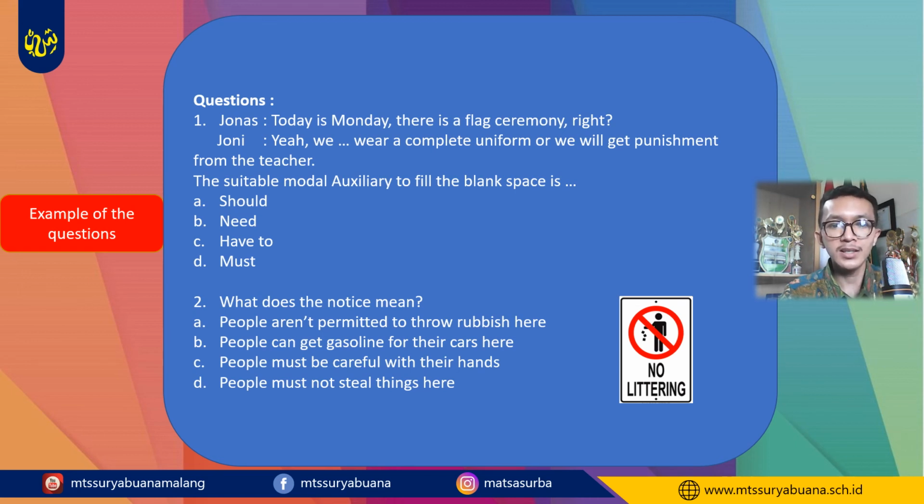And then the second question: what does the notice mean? I already provided the picture here, no littering. Option A, people aren't permitted to throw rubbish here. B, people can get gasoline for their cars here. C, people must be careful with their hands. D, people must not steal things here.